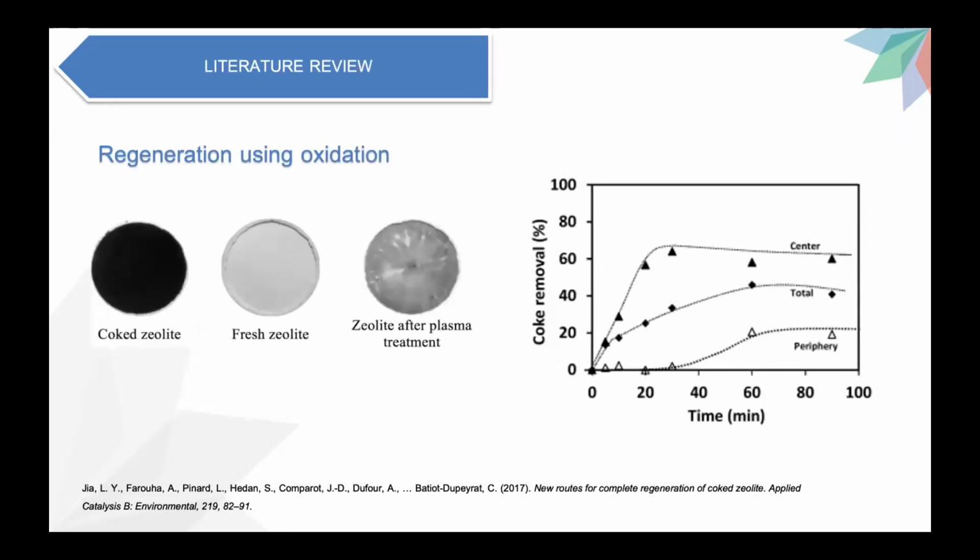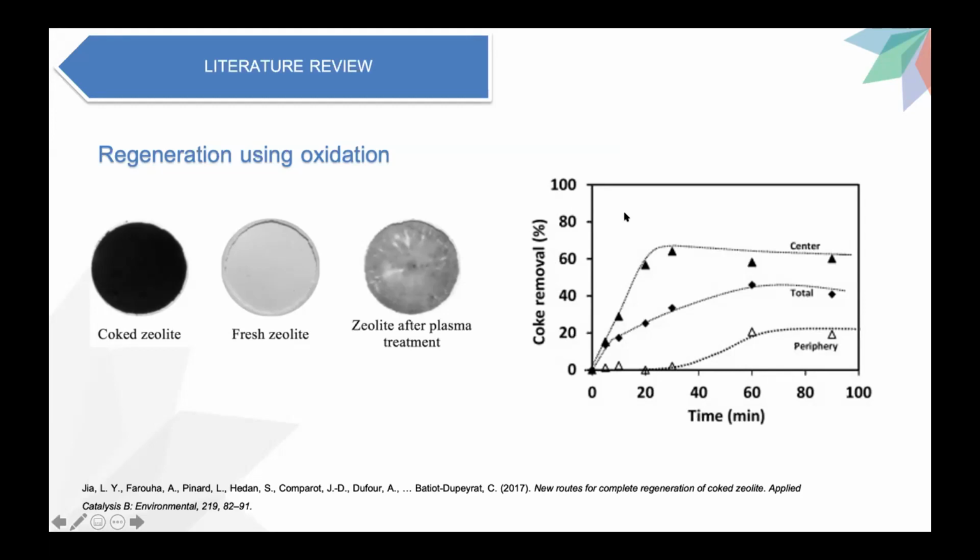First, regeneration using oxidation. In this work, we use non-thermal plasma to regenerate zeolite catalyst because it leads to the formation of highly active species such as radicals, excited atoms, ions, and molecules. Under oxygen plasma, the most abundant species formed are the positive and negative ions. This image shows the plasma treatment led to partial coke elimination, since the dish presents a gray color compared with the black color of the coke sample.